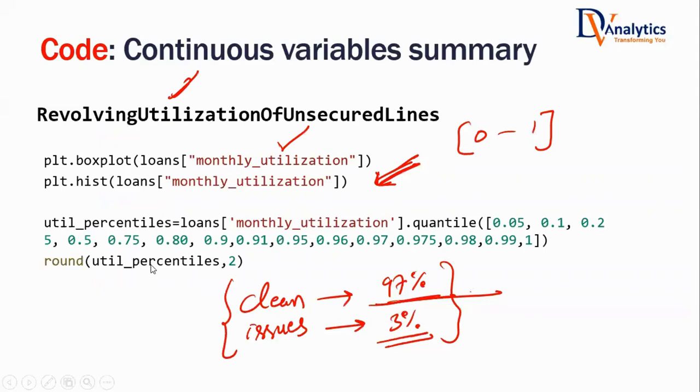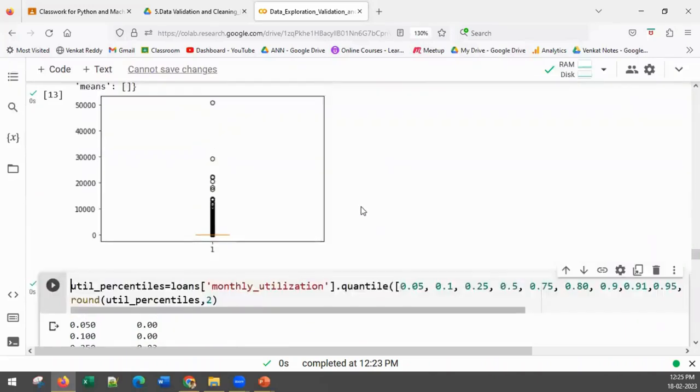Sir, the issue is with only 3%, but the box plot is showing too much compressed. The reason is it's not the percentage. The box plot on the y-axis has these numbers. Since the number is very high, 50,000 is very, very far away from the rest of the values. All the values are here only, yes or no? But some values are going this far. That is the reason.